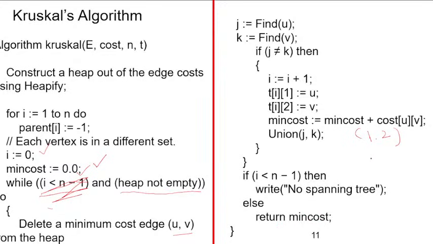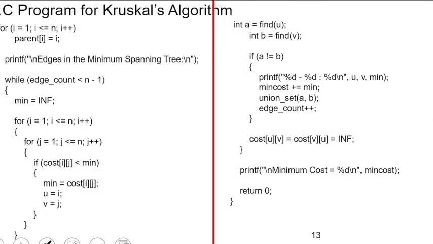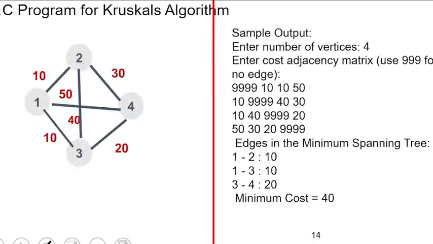So if you have 8 vertices, you have to form 7 edges to form a minimum spanning tree and finally return the min cost. Okay, this is the equivalent C program for the Kruskal algorithm. For the Kruskal algorithm you have to read all the data. So this is the C program. You can compile this program and find out the answer.